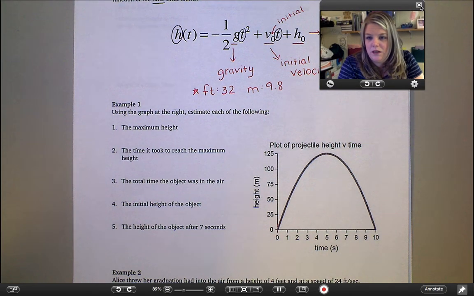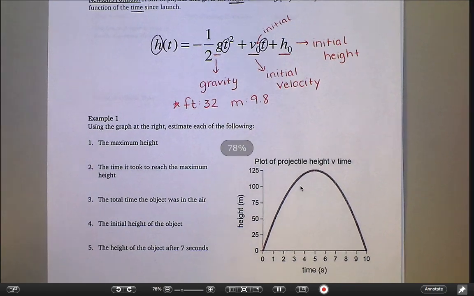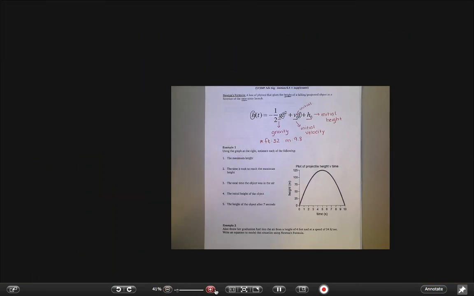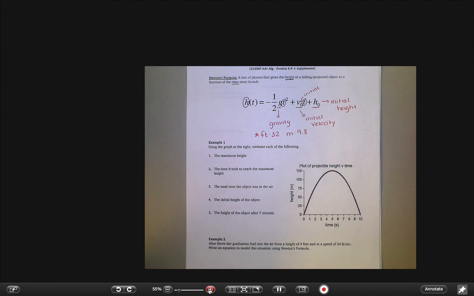So let's start by getting rid of my face here. And then, whoa. That's not what I wanted to do.